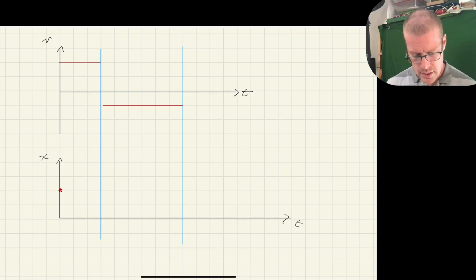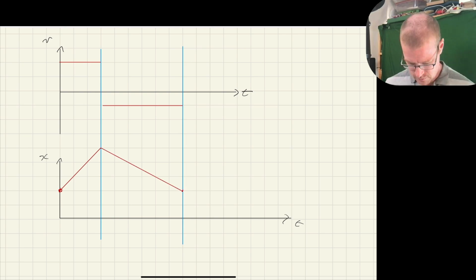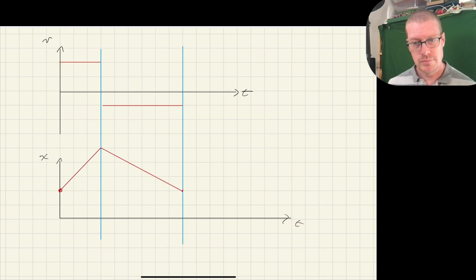And now a constant velocity here means that the slope of this line is constant, and it's positive. Here, a constant velocity means that the slope is now negative. And if I look, this is half as big as that, so I should have half the slope of what I drew here. And there you go. That's how you go from velocity versus time to position versus time.